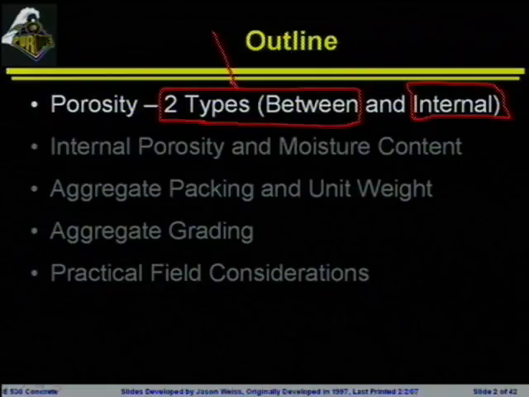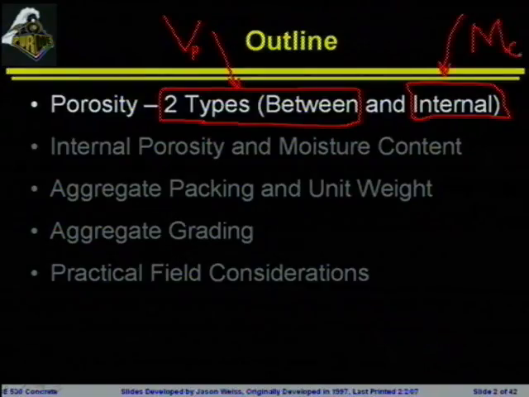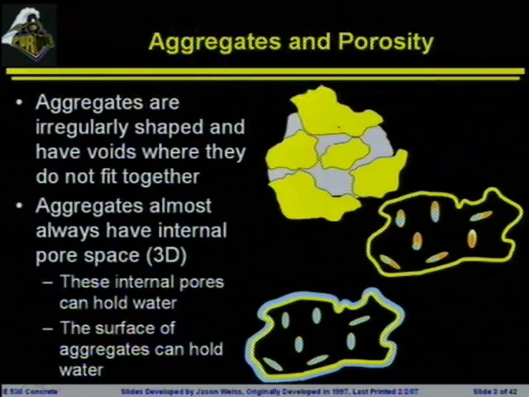The space between the aggregates is important because it's going to dictate the volume of paste that we have to work with. And the internal porosity is going to dictate primarily the moisture content. The moisture content we will see coming back up at the middle of the semester when we start to talk about quality control issues. So these are the two types of porosity that I really want to focus in on.